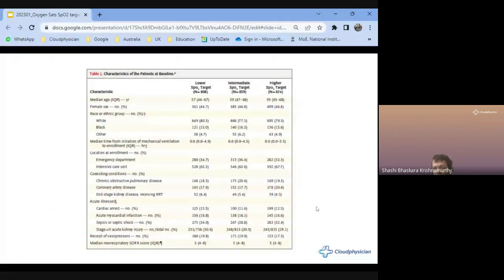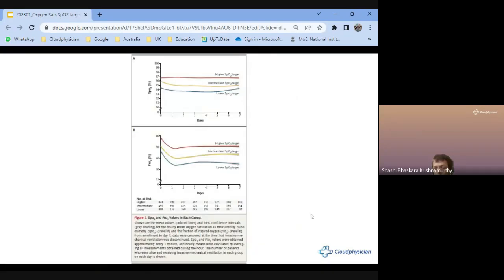A wordy slide, but looking through this individually, I did not find any major difference in the baseline characteristics of these patients. It was interesting to know from the results that for most of the patients, the difference could be maintained in terms of saturations in the upper part of the upper graph.